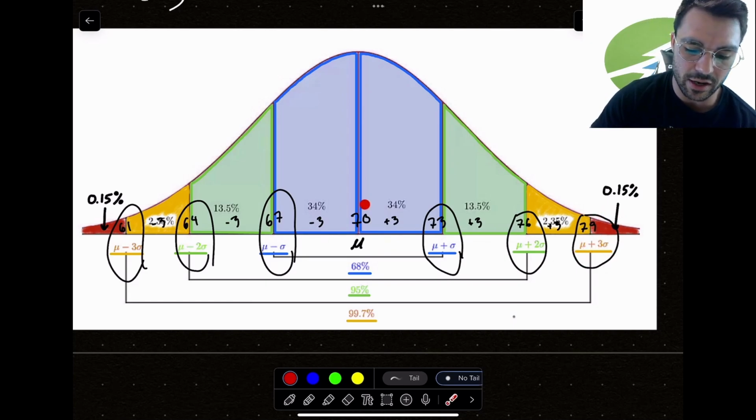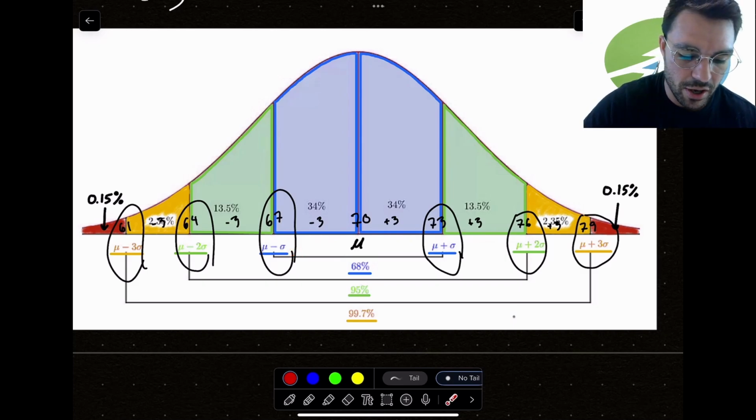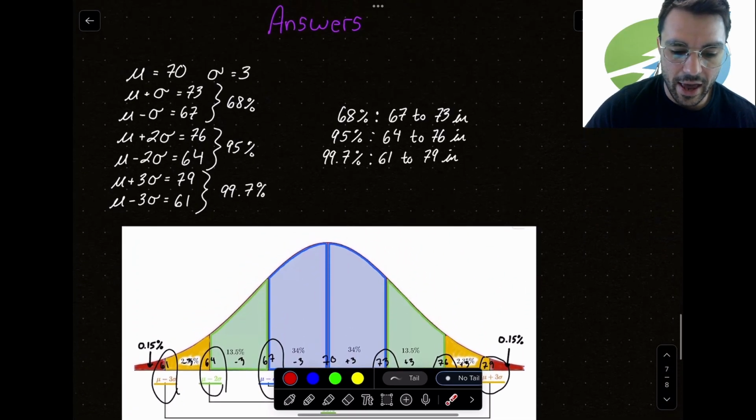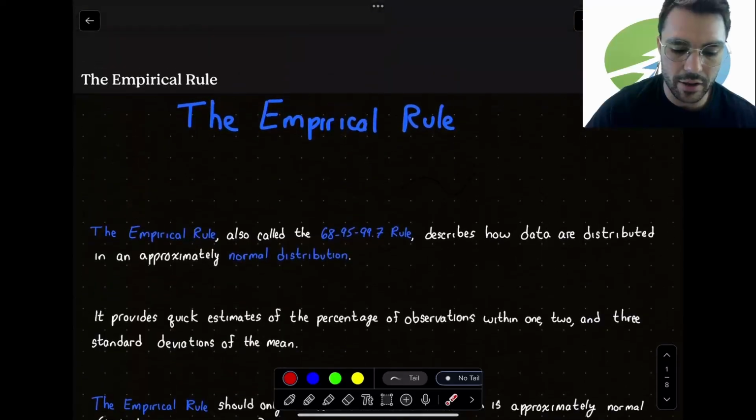And then going to the negative, again, we start with 70, minus 3. 67 is our mean minus 1 standard deviation, minus 3. 64 is our mean minus 2 standard deviations, and then minus 3. 61 is our mean minus 3 standard deviations. And then we could see here the range of all the heights. Okay, cool. And that's everything I have for you on the empirical rule.